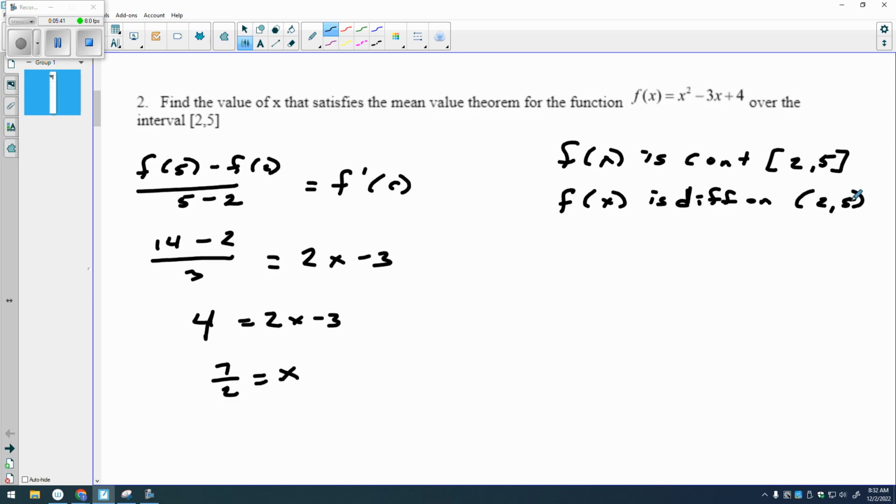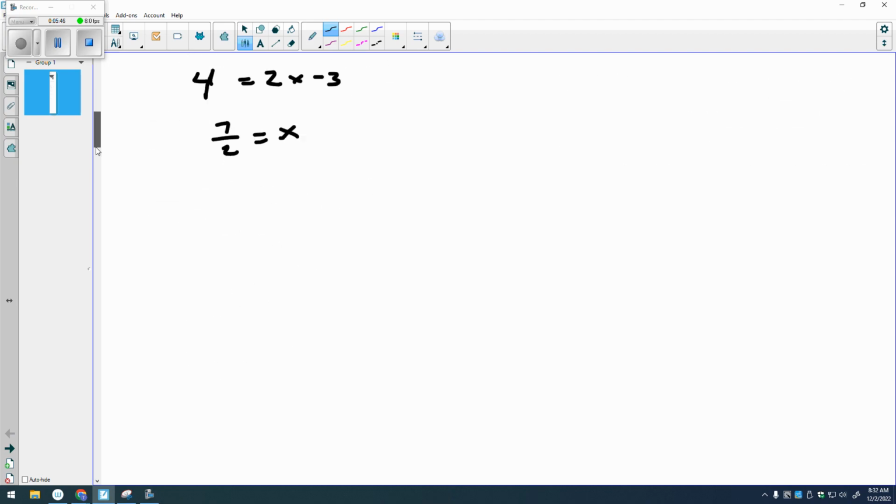And then I would go through the process of what I just did on the left. Okay, number 3.